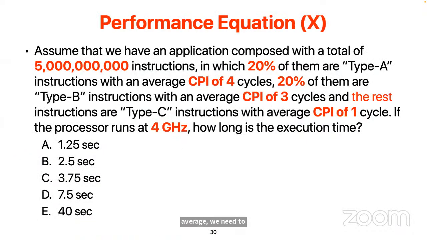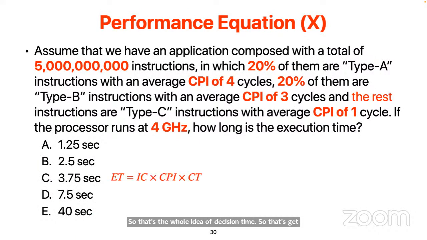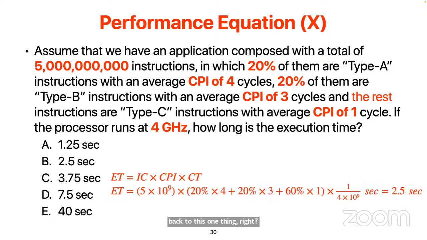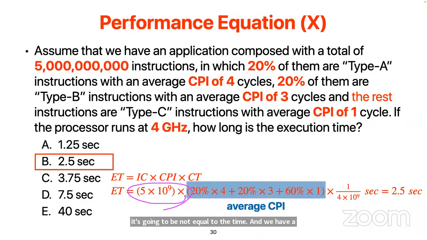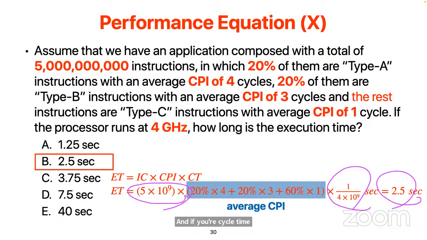So let's get back to this question. We have execution time equal to instruction count times CPI times cycle time. We have a total of this amount of instructions, and on average, 20% of them take 4 cycles, 20% of them take 3 cycles, and 60% of them take 1 cycle. And if your cycle time is 1/4 gigahertz, that's how you get 2.5.